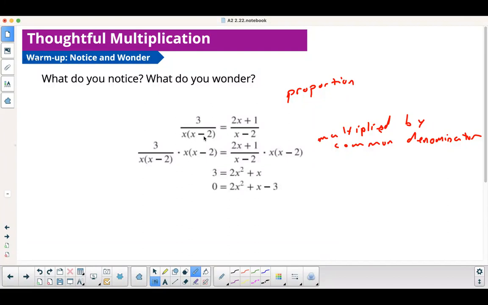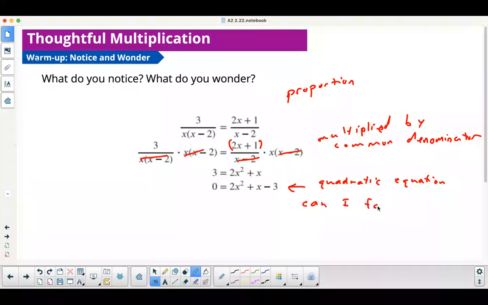So since this would be my common denominator, they both have an x minus 2, and then this one has an x. The whole thing is your common denominator. What happens here is these cancel out, so I just get the 3. And over here, these cancel out, and if I distribute the x into here, I get 2x squared plus x, okay? So now I move the 3 over, and we have a quadratic equation. Why is it quadratic? Because it's x squared.